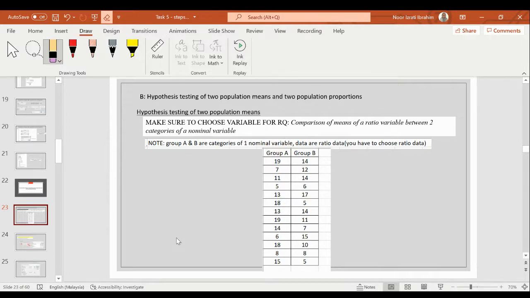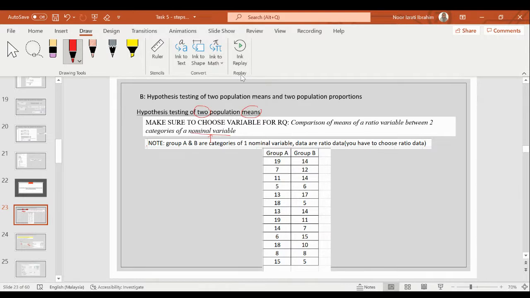To conduct the analysis, you cannot use the original data set. You have to rearrange the data. How to rearrange the data? You will need the column of each category. Since for this one we want to test two population means, that means the nominal variable that you use will have two categories. Categories are the options of answer.